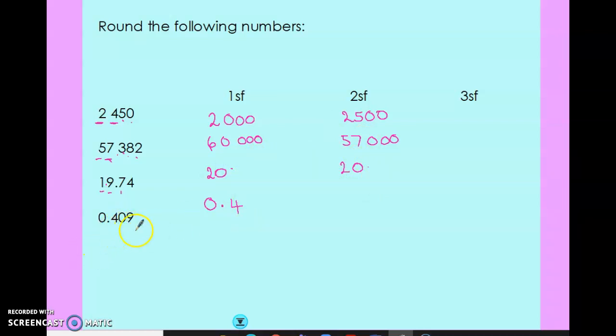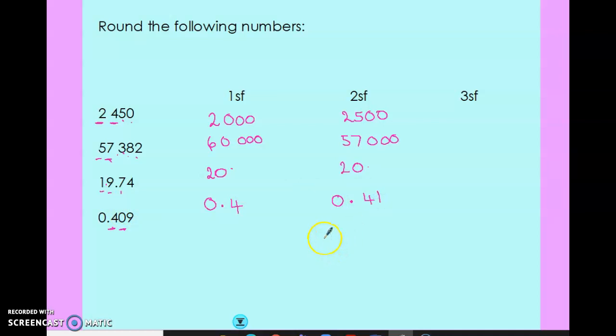Okay, 0.409 to 2 significant figures. There's 1, there's 2. After the 0 is a 9, that's going to push that up to a 1. So we leave the 0 in at the beginning, 0.41.